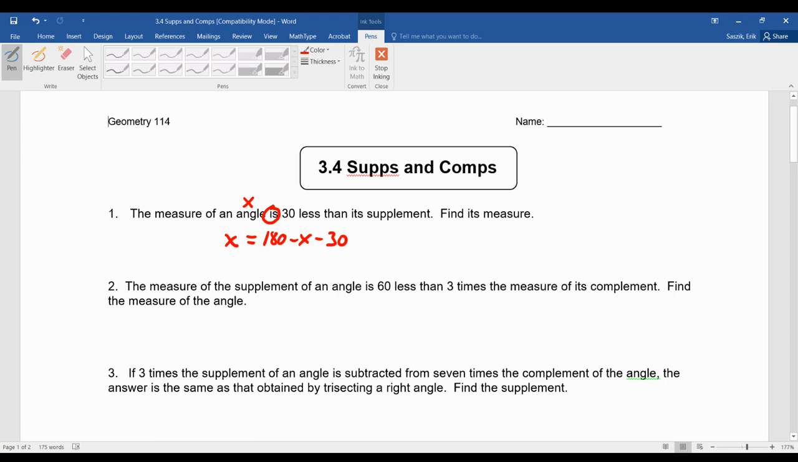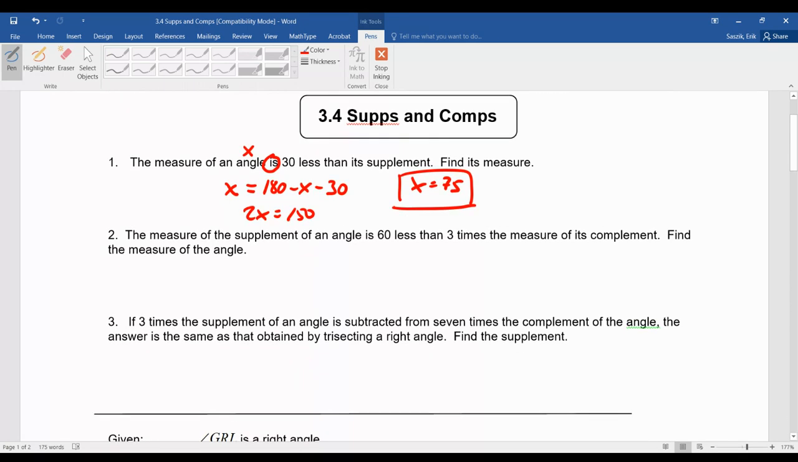So setting it up, that's the hard part. The solving, of course, is easy. Now, what you've got to be careful of at the very end is to make sure you answer the question. It says find its measure. It's referring to the angle, and we called the angle x. So we're actually all done right here. x equals 75.